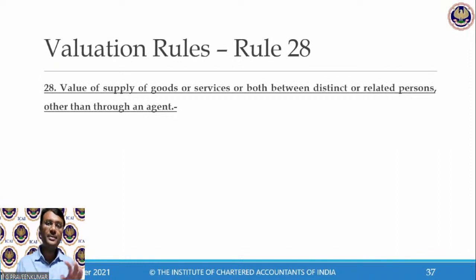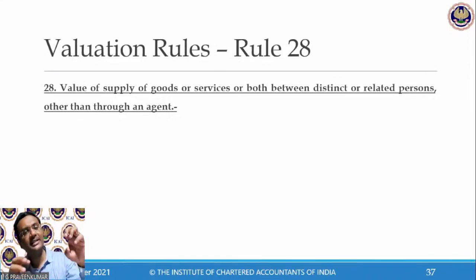When supply is between two parties, who are distinct persons, other than agent. Distinct persons, you would have read section 25 or schedule number 1. As per schedule number 1, supplier and recipient are having the same PAN number. Distinct persons having the same PAN number.